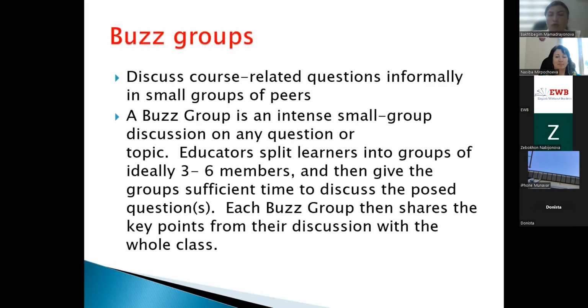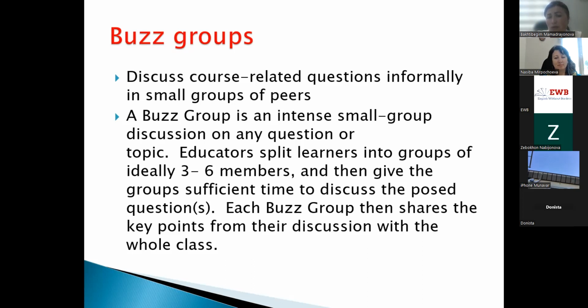So let's move on to buzz groups. This technique discusses course-related questions informally in small groups of peers. A buzz group is an intense small group discussion on any question or topic. Educators split learners into groups of ideally 3 to 6 members, and then give the groups sufficient time to discuss the posed questions. Each buzz group then shares their key points from their discussion with the whole class.